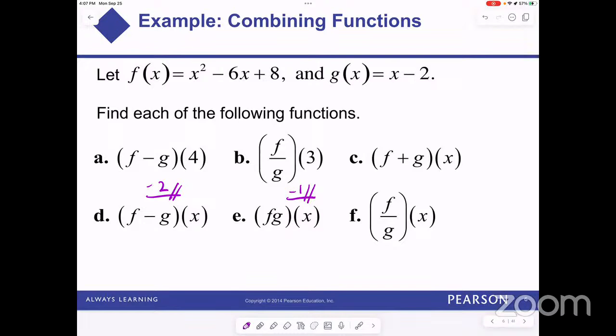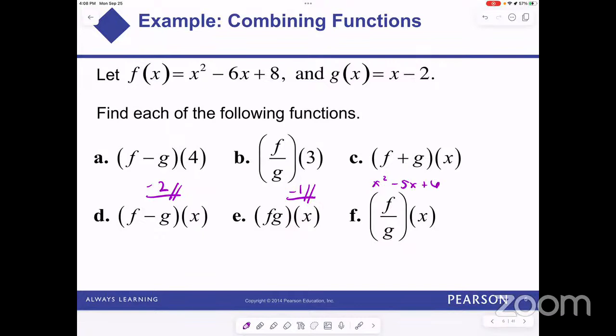f plus g of x. Okay, so again, what does this mean? This just means f of x plus g of x. So just basically combine like terms. So if we say f plus g, we don't need to do any distributing, so we're just going to combine like terms. So x squared is one of a kind, so that persists. Negative 6x plus 1x is going to be a negative 5x. 8 plus negative 2 is going to be 6.